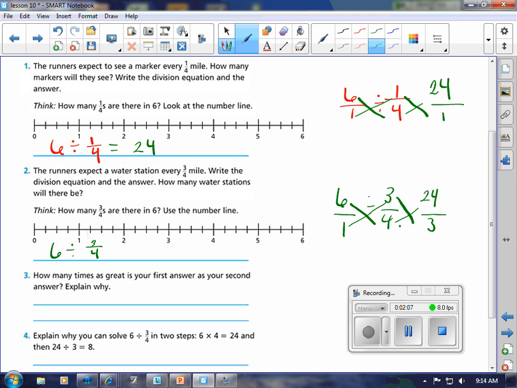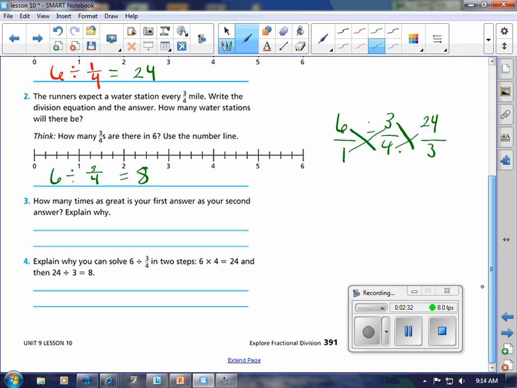And then because 3 will go into 24, we need to do some simplification. So what I'm going to do then is take 24 and divide it by 3. Well, 24 divided by 3 is 8. So that means that 6 divided by 3/4 is 8. Okay, remember when you write a fraction like this, it's just division. How many times as great is your first answer as your second answer? Explain why. It's 3 times, because 3/4 is 3 times 1/4.